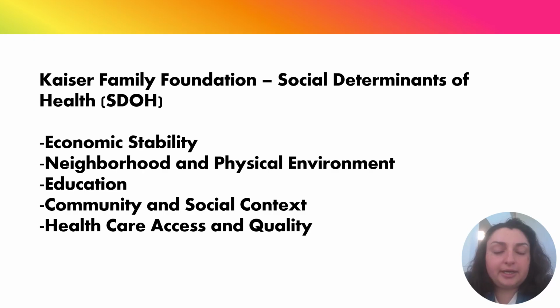Okay, so on this slide, this is a quick overview of the Kaiser Family Foundation model, which outlines the social determinants of health. So we understand these to be the different factors and circumstances that affect health outcomes as well as affect populations' access to health care. So this includes economic stability, including employment status, housing status.